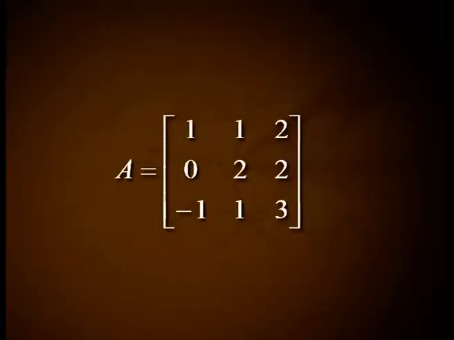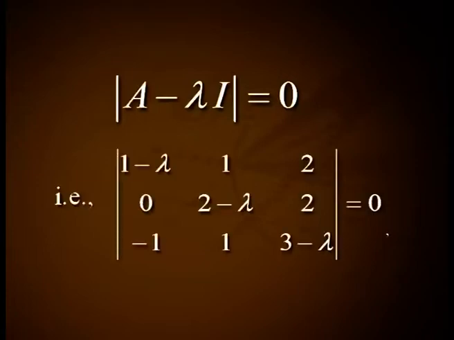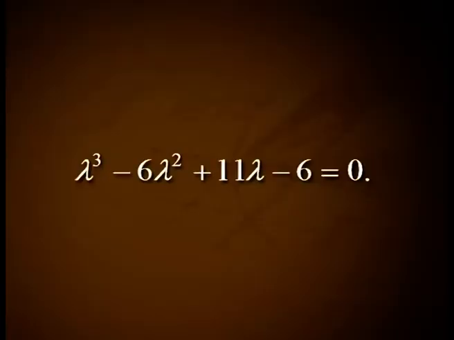Example 1. Find the eigenvalues of A equals the matrix with rows 1 1 2, 0 2 2, and minus 1 1 3. Solution: the characteristic equation is determinant of (A minus lambda I) equals 0, that is, determinant of the matrix with rows 1 minus lambda, 1, 2; 0, 2 minus lambda, 2; minus 1, 1, 3 minus lambda equals 0, which on simplification yields lambda cubed minus 6 lambda squared plus 11 lambda minus 6 equals 0.